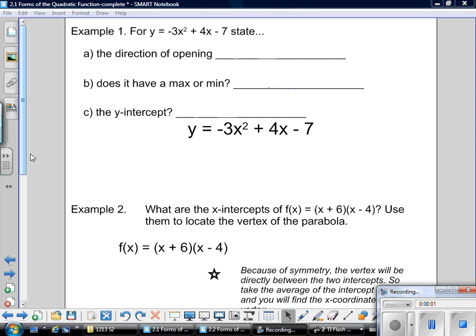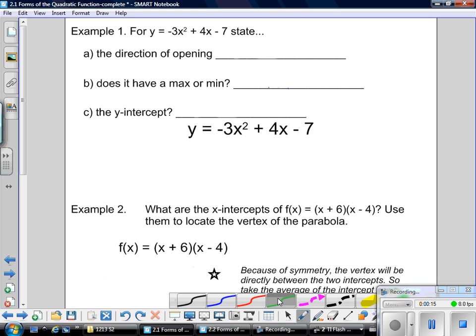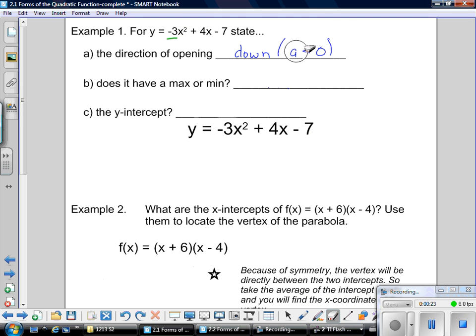Let's look at some examples now. So we have y equals negative 3x squared plus 4x minus 7. State the direction of the opening. Okay, so remember that's related to our a, and our a is located right here. So we know that it opens down because a is less than 0.